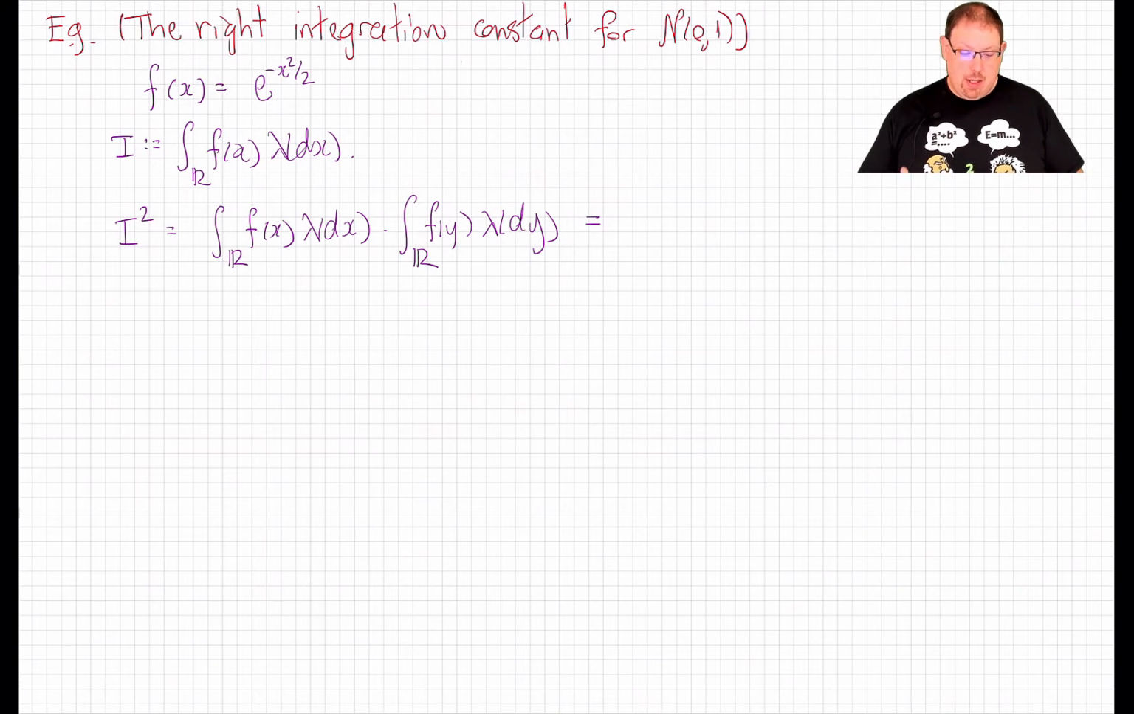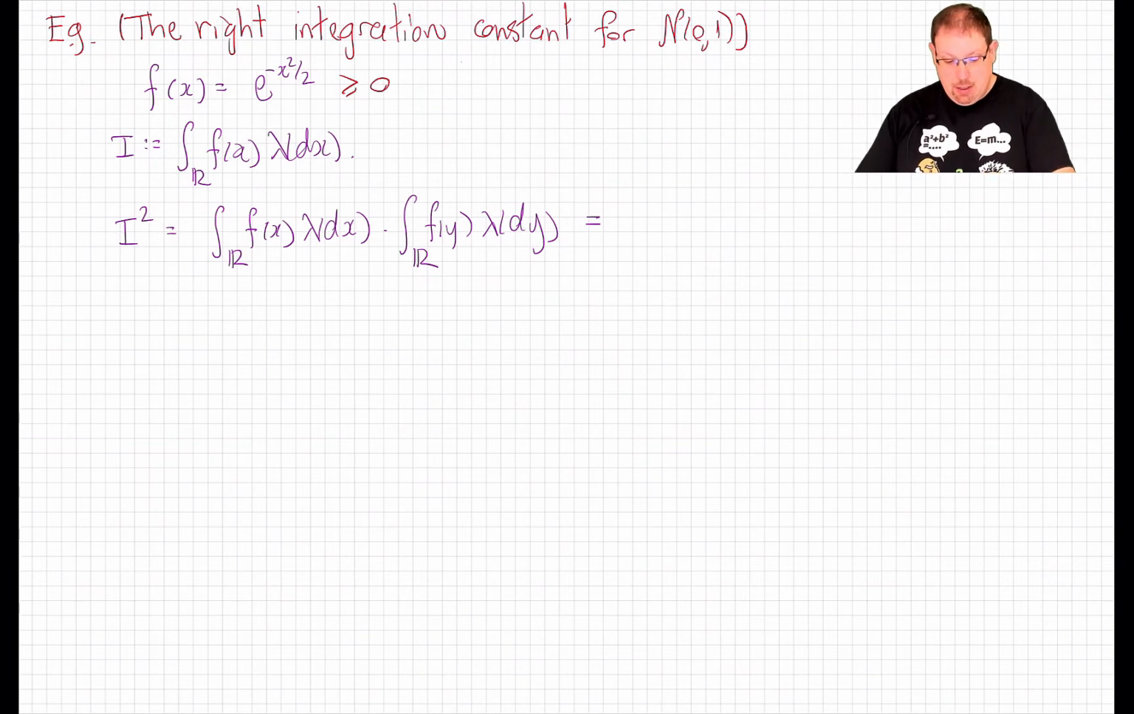Well, we can use Tonelli's theorem in a clever way to compute that, even though actually integrating e to the minus x squared over 2 is not that easy from the perspective of a calculus class, since that function doesn't have an explicit antiderivative in simple terms. Well, first let's note that the function e to the minus x squared over 2 is a non-negative measurable function.